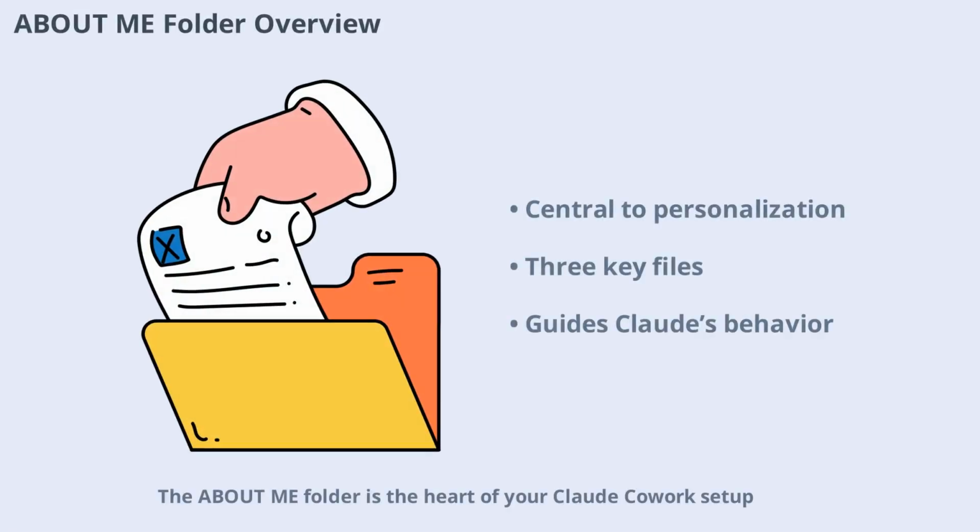The About Me folder is the heart of your Claude Cowork setup. Every time you start a session, Claude reads this folder to understand who you are, how you think, and what you care about. This shapes how it communicates with you and approaches every task. Inside About Me, you'll need 3 files: about-me.md, anti-ai-writing-style.md, and my-company.md.